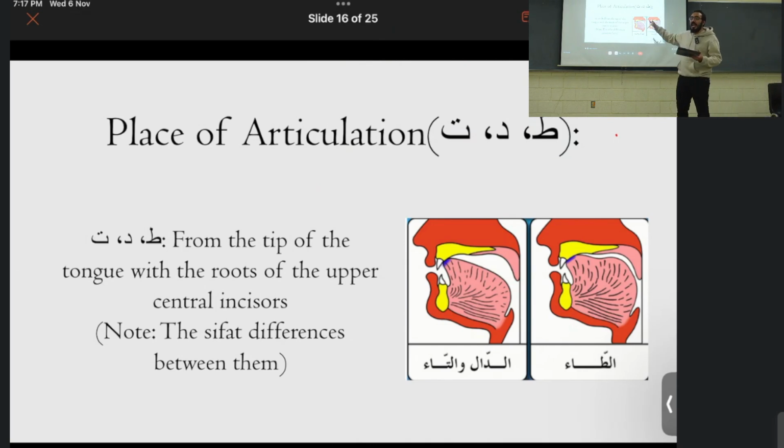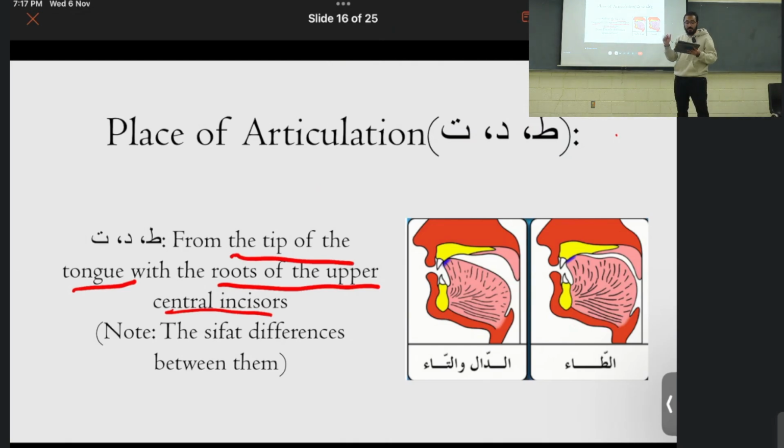Okay, so actually, let me explain where we're hitting, right? It's the tip of the tongue, with not only the gums, with the roots of the upper central incisors. The noon is the gums. And the Ta and the Dal, you hit the roots as well. Okay? So the tip of the tongue with the roots of the central incisors. Make sense?